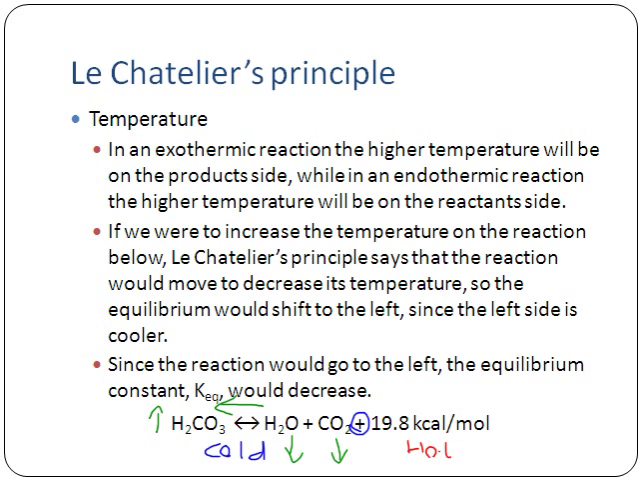But whenever we have a change in temperature, since in this case we're increasing the temperature, the reaction wants to go to the left to undo my increase in temperature. It's going to mean Keq is going to go down, because lower Keqs favor the left side, higher Keqs favor the right side. So that's what we've got there.